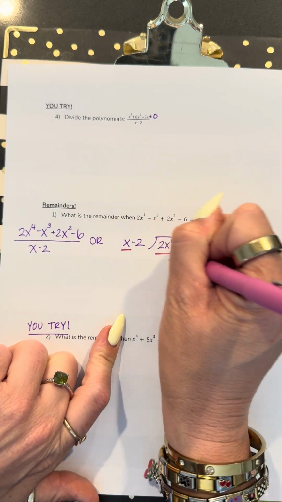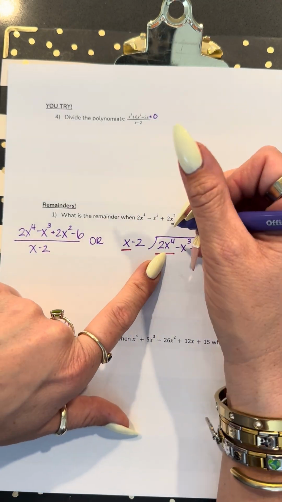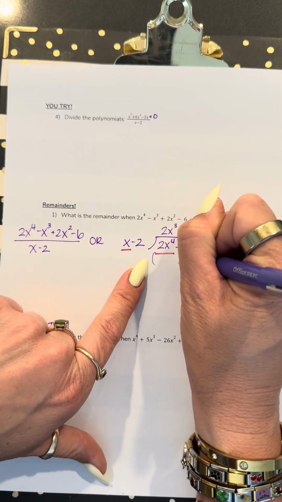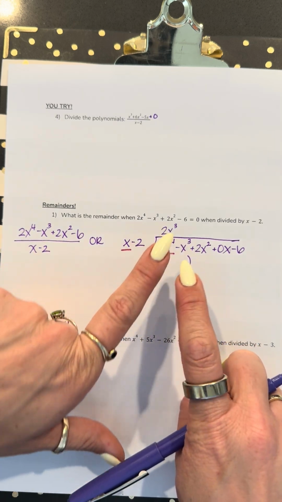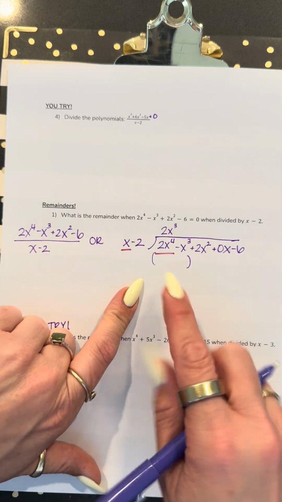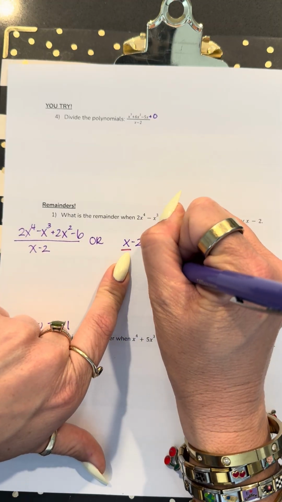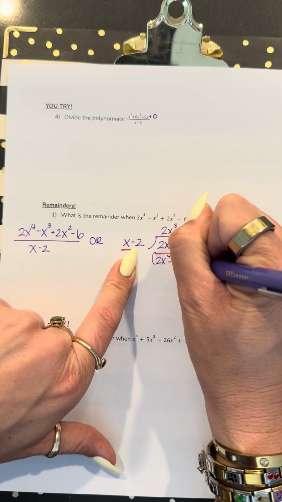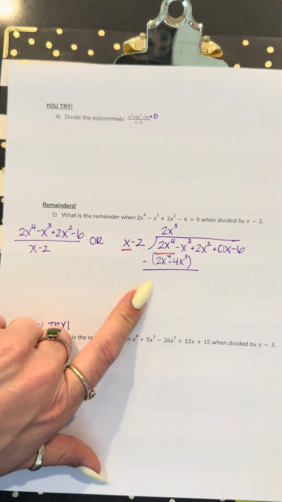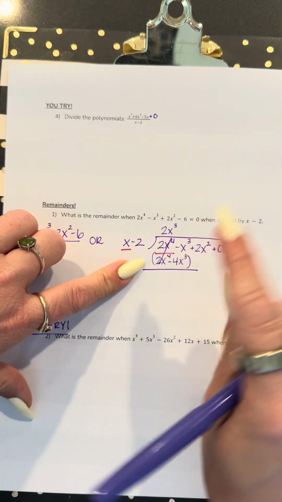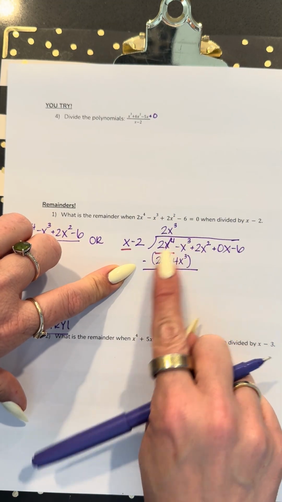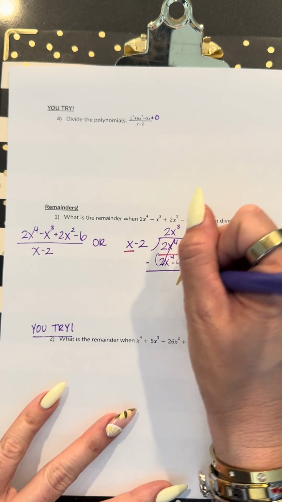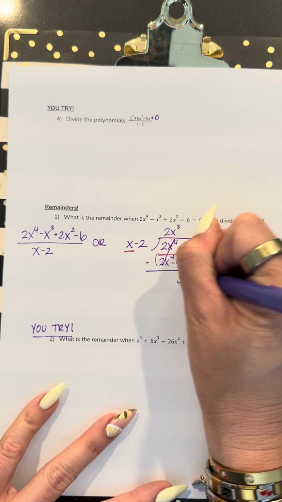So focusing here and here, x times blank is 2x to the 4th. Well, that would be 2x to the 3rd. Just focusing on 2 terms at a time. I'm just going to focus on these 2. My parentheses will always just have 2. This would give me 2x to the 4th. And 2x cubed times -2 is -4x cubed. Subtraction, draw my line. These cancel. -x minus negative, so -x plus 4x cubed. So -x plus 4 is 3x cubed.